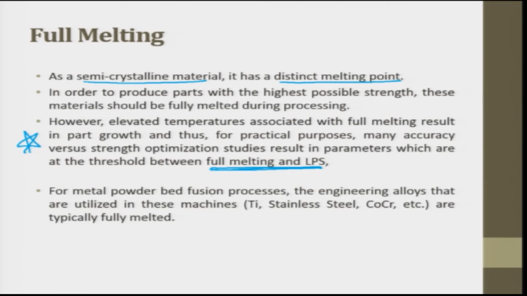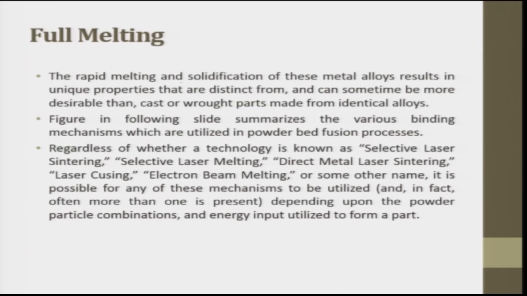In the metal powder bed fusion process, the engineering alloys that are utilized in these machines, such as Ti, stainless steel, cobalt, chromium, etc., are typically fully melted. Full melting is just above the sintering temperature. You just keep melting the complete powder, rather than sintering, by going to a slightly higher temperature, and sometimes you can use very high energy for doing it. The rapid melting and solidification of these metal alloys results in unique properties that are distinct from, and can sometimes be more desirable than, cast or wrought parts made from the identical alloys.